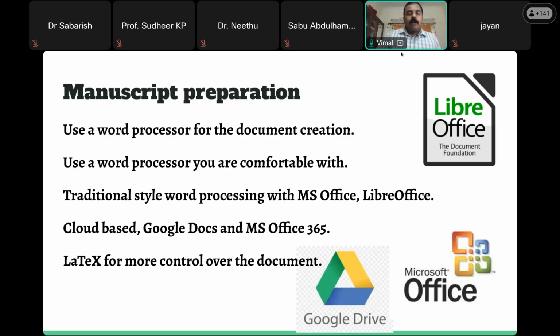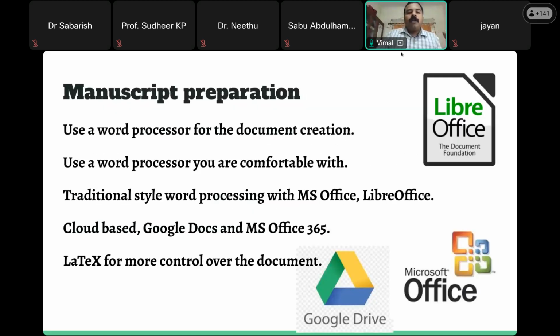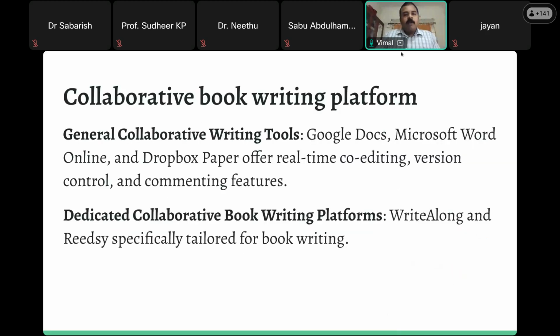If it's a scientific work, you can select an editor like a LaTeX editor, available both online and offline. If you go online, you can choose Overleaf, the cloud-based LaTeX editor. The advantage of this cloud-based word processor is that it has some collaborative features. This is comfortable and very suitable; we can make use of it for the book writing process.